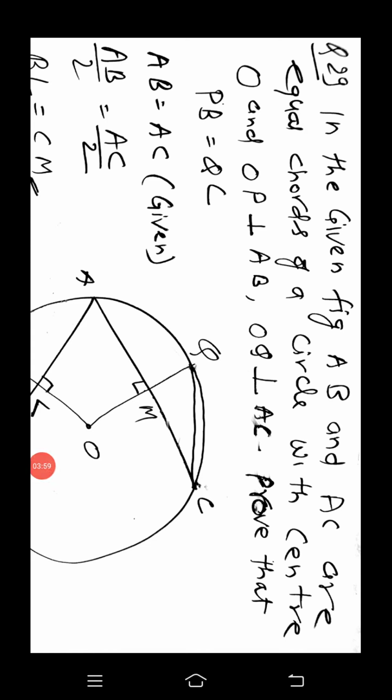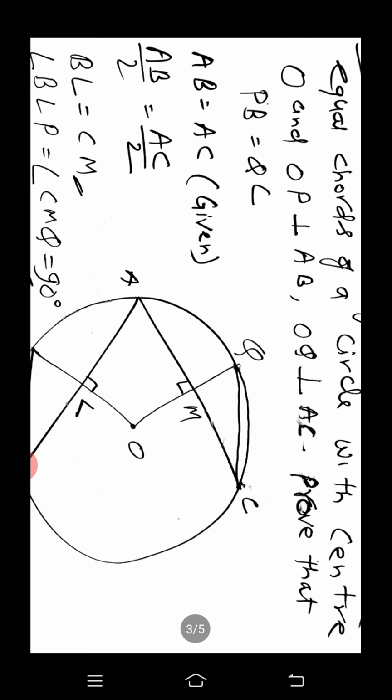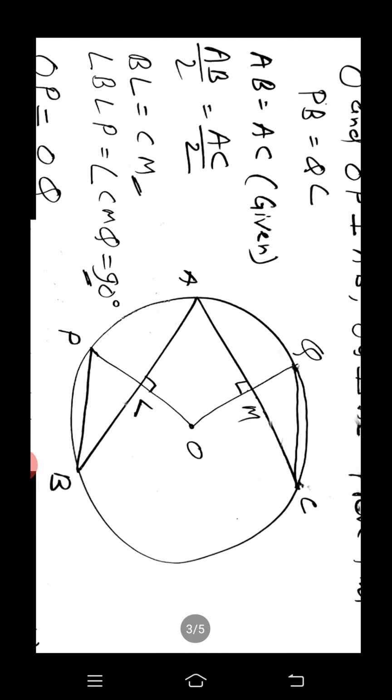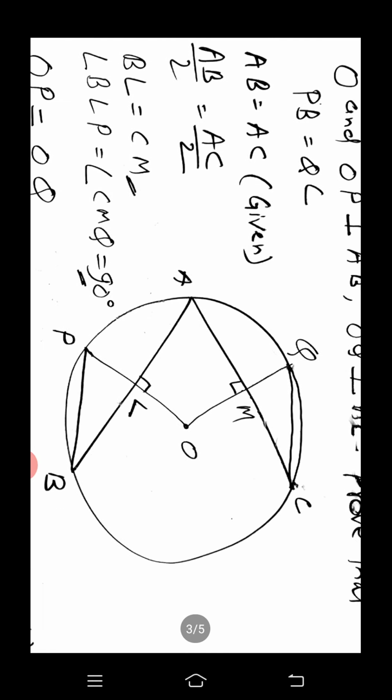So let's see question number 29. In the given figure, AB and AC are equal chords of a circle with center O, and OP is perpendicular to AB, OQ perpendicular to AC. Prove that PB equals QC. So we can see the figure is drawn. Two chords AB and AC are drawn. Both are equal. So equal chords are equidistant. Therefore OM will be equal to OL.